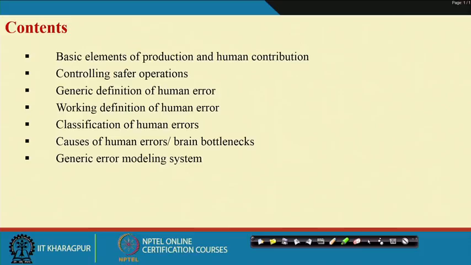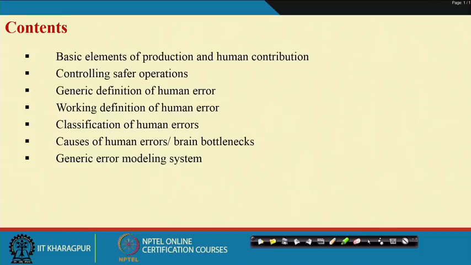important issues discussed, we will go for human error, and we start with generic definition of human error. Then some working definition, then classification of human error, then we discuss the causes very broadly and some of the brain bottlenecks, finally generic error modeling system.